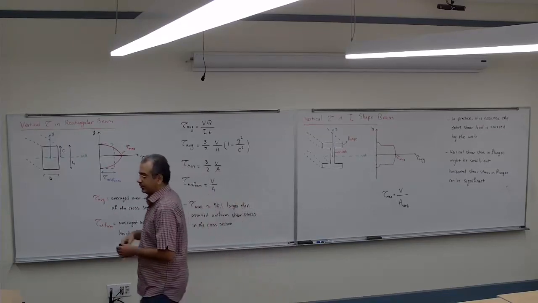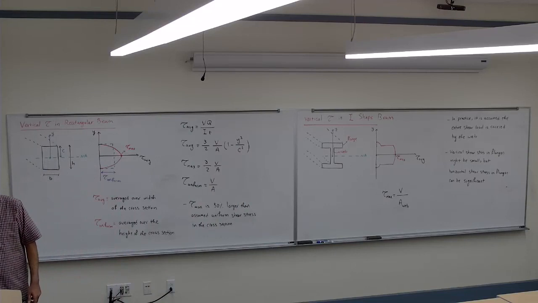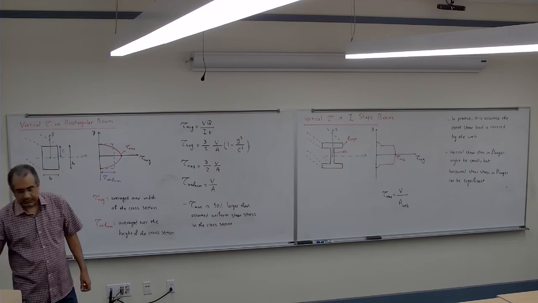So now let's look at a couple of examples to see how we can actually do this. These are the basics. Now how can we do the calculation, how can we design the beam? A simple example, a simple cross-section beam.